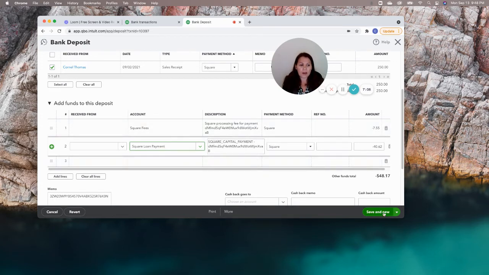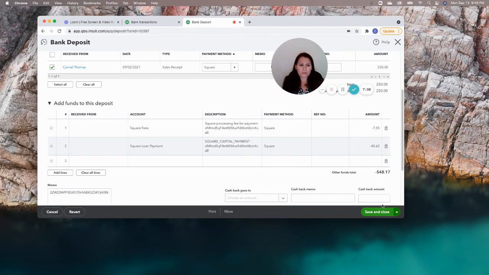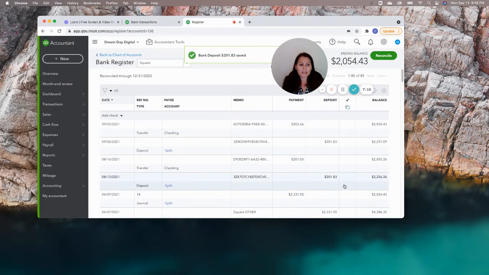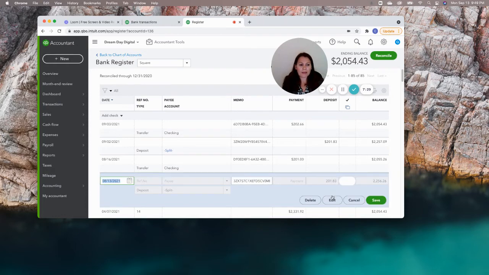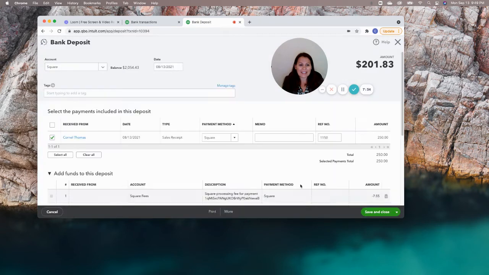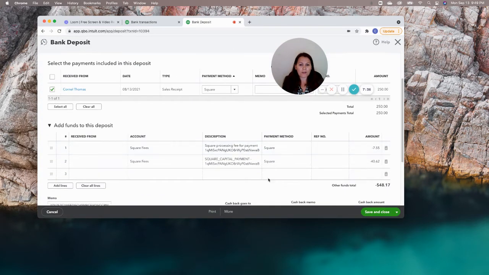So we're going to go ahead and save and close. And I can keep on going and make sure that all the other transactions are correct. This happens because the mapping is not correct. In Square, you can map it so that the loan will go into the Square loan. But if that doesn't happen, you can always go into the Square fees, go into the deposit, edit, and go there and verify the funds, add funds to this deposit.